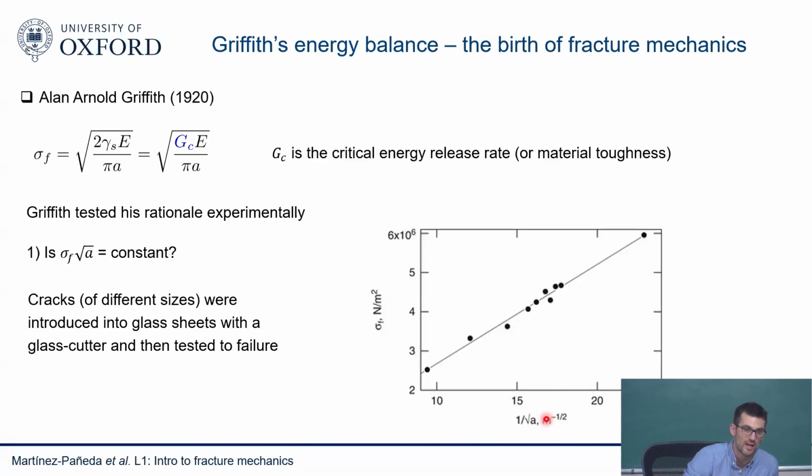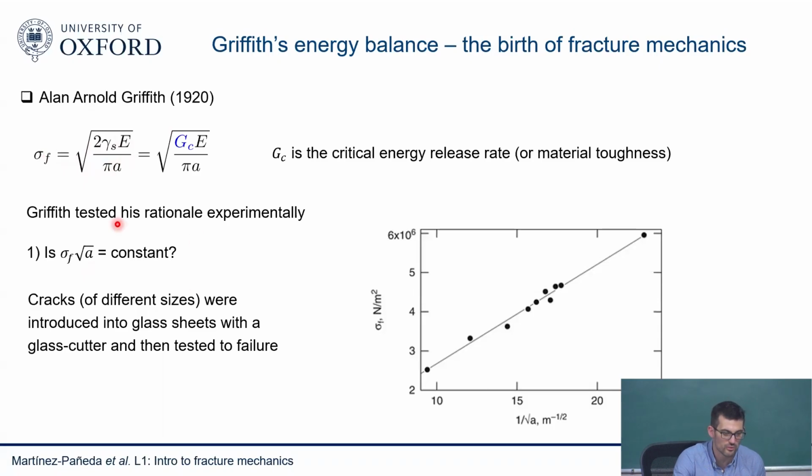So he did experiments on glass. Glass is kind of a model material because it's very brittle, and before understanding ductile fracture, which is even more complicated, let's try to understand brittle fracture. The first thing he said is, if I take this square root of A and put it there, everything here, except for the failure stress, this is the applied stress, this is the crack length, this is the surface energy, and E. So everything is a material property except for A and sigma F. He said, okay, if I take the square root of A here, is this actually a constant?